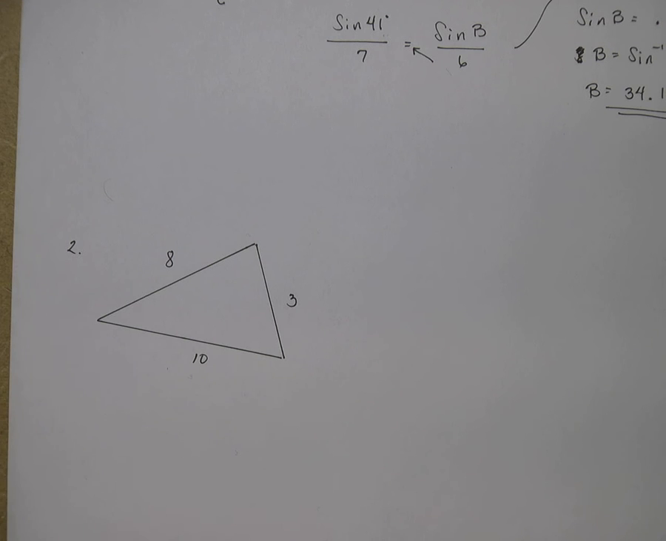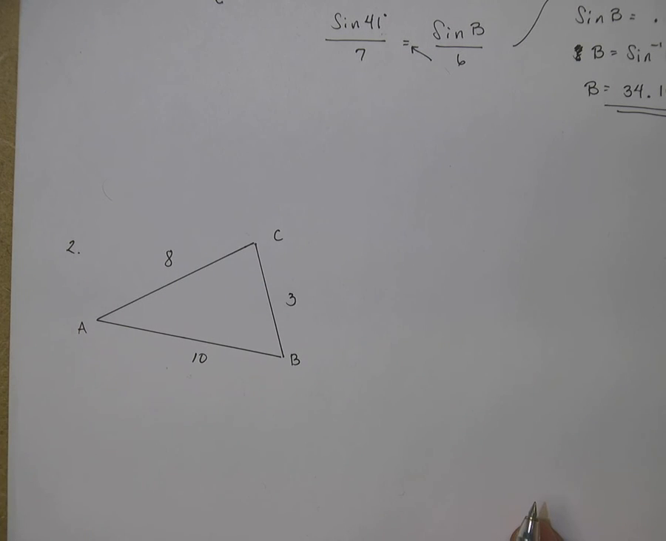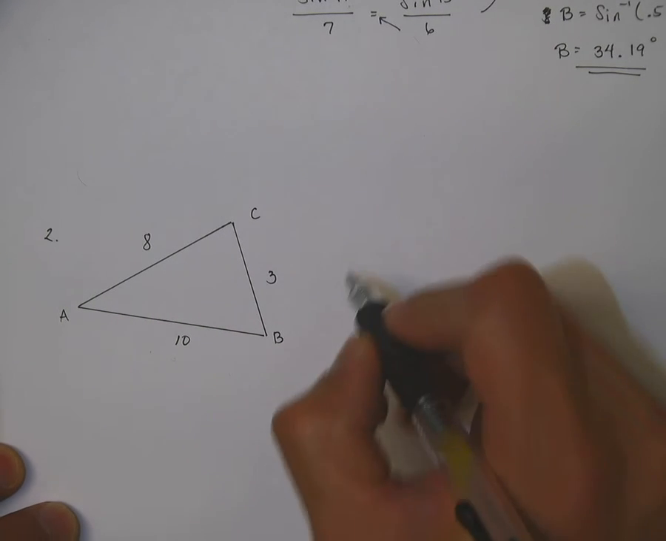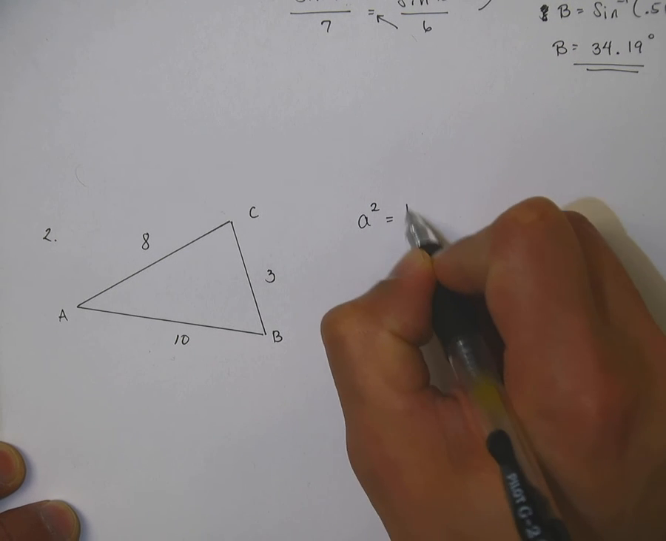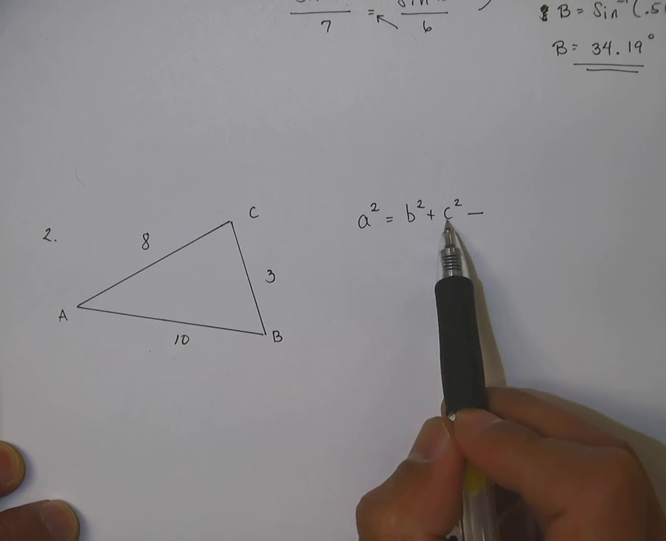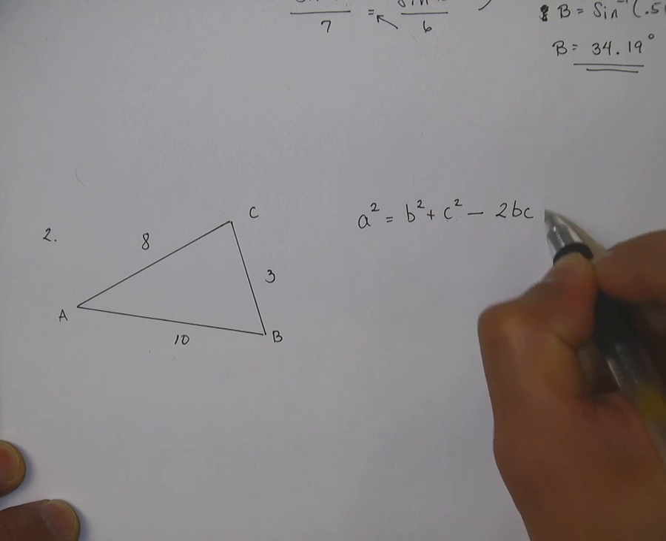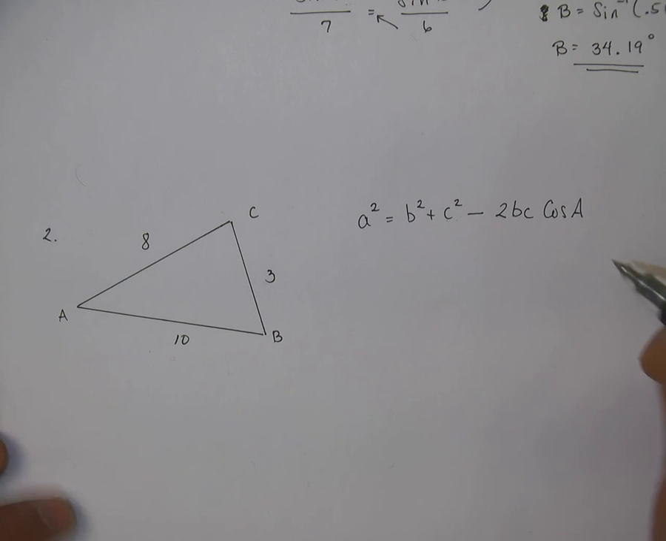Now if you notice here, let me call this A, B, and C. I don't have any angles, so I can't use the law of sines because I need an angle. But I can use the law of cosines. The law of cosines comes from the Pythagorean theorem. So we have a squared equals b squared plus c squared minus, you want these two together, multiply that, minus 2bc cosine of whatever angle you're talking about. We're talking about A, so it's angle A.